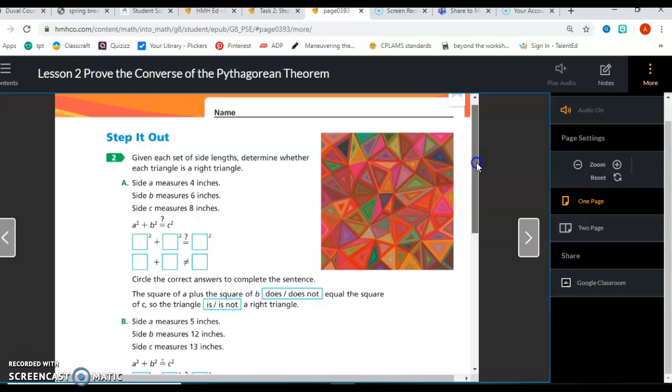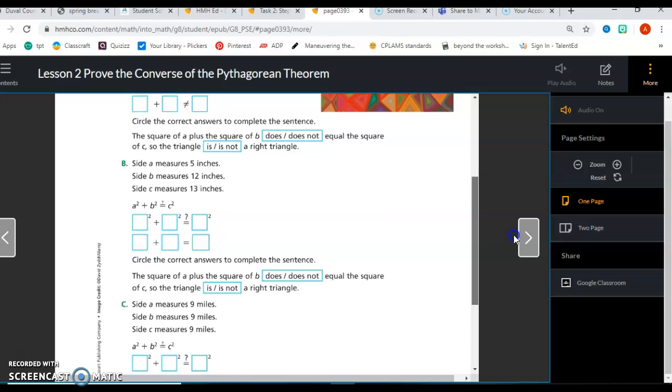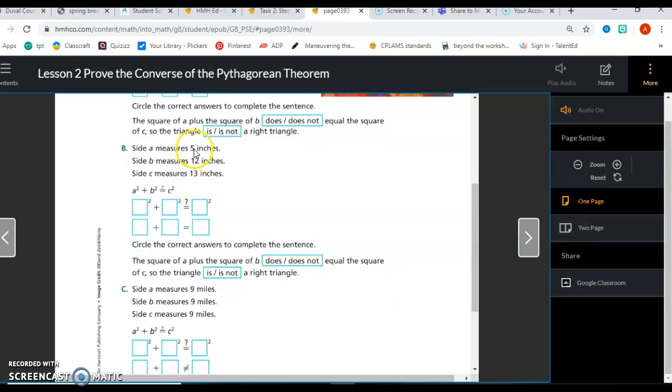All right, so I helped you through 2A. I think you can do 2B on your own. Remember, all you're doing is taking these measurements of 5, plugging it in for A, measurements of 12 to plug it in for B, and the measurement of 13 to plug in for C, to identify if this a squared plus b squared equals c squared is a true statement or not.